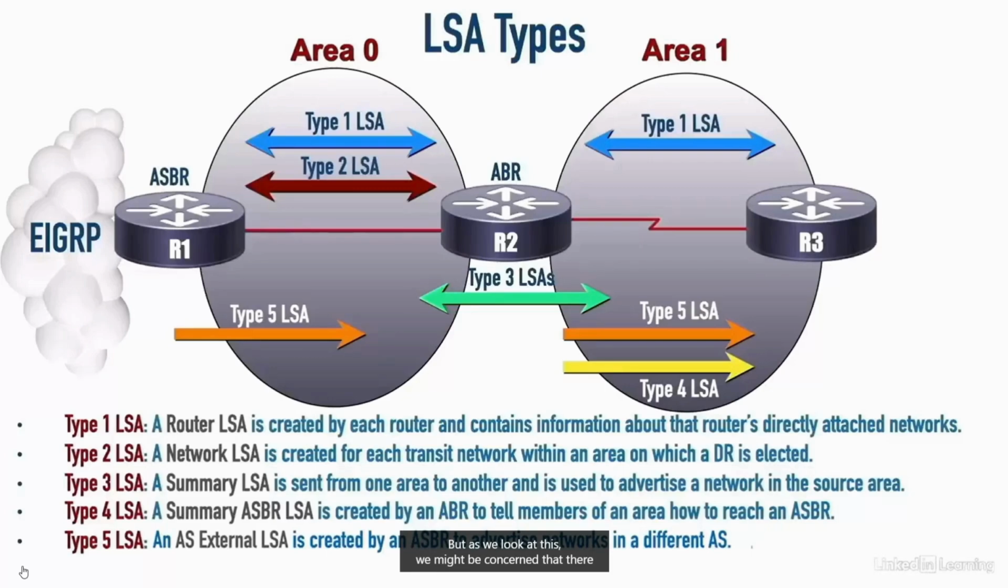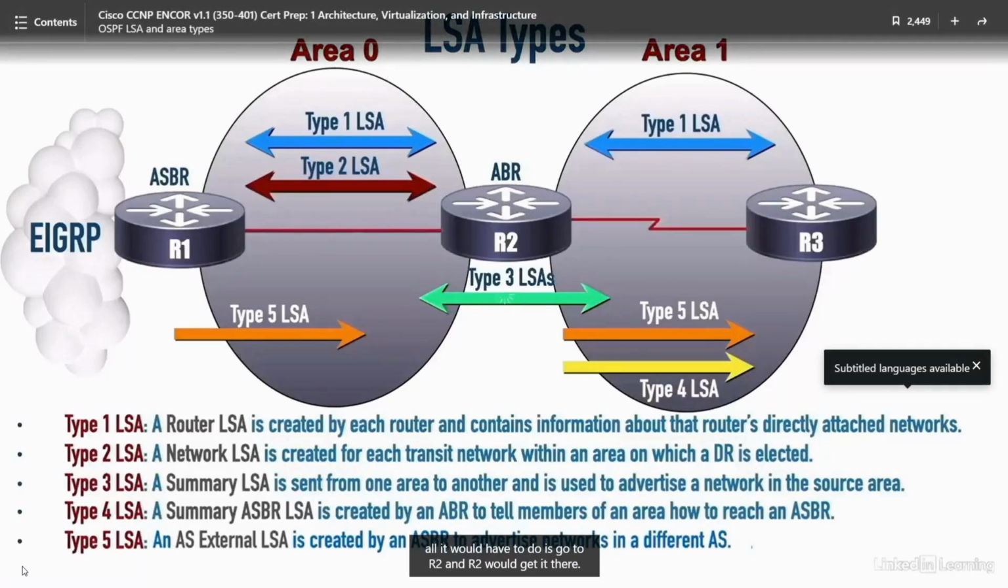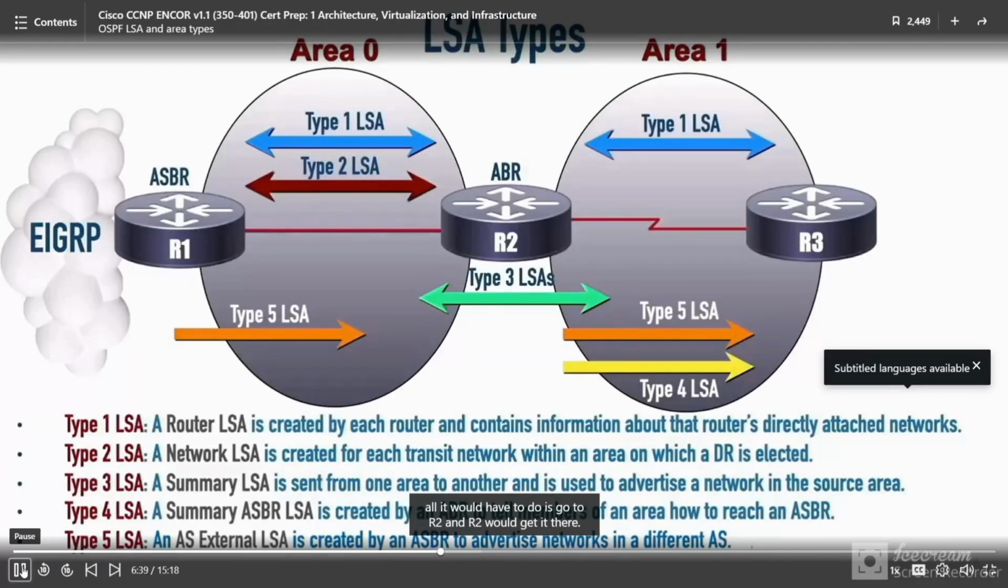But as we look at this, we might be concerned that there are a lot of EIGRP routes being flooded into our OSPF autonomous system. Instead of having all those Type 5 LSAs go into Area 1, we could look at this topology and say, well, really, if anybody in Area 1 wanted to get to an EIGRP route, all it would have to do is go to R2, and R2 would get it there.